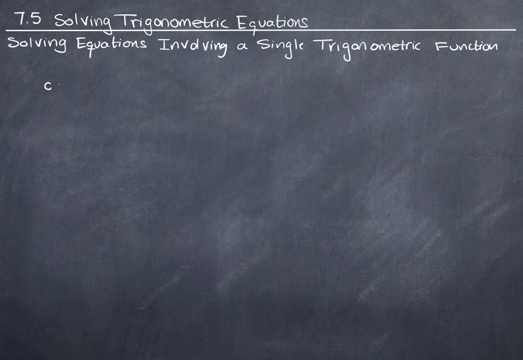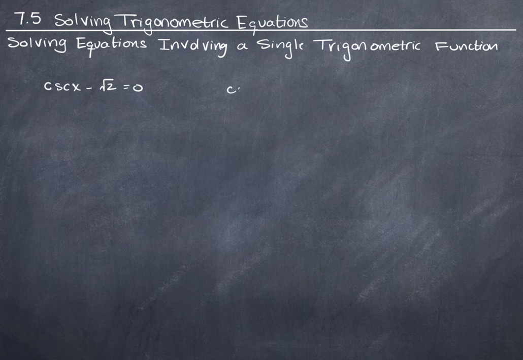If I have an equation like the cosecant of x minus the square root of 2 equals 0, then this is an equation involving a single trigonometric function. There's only a cosecant in it. There's no sine, there's no cosine, there's no tangent. So this is what we mean by equations involving a single trigonometric function.